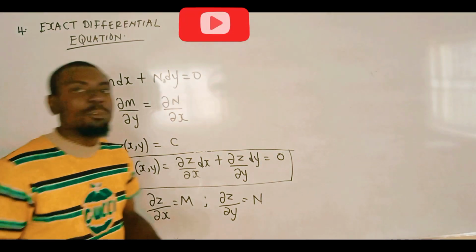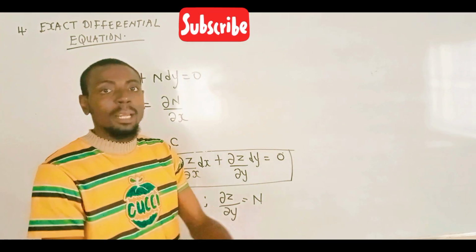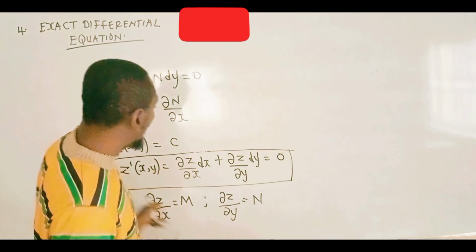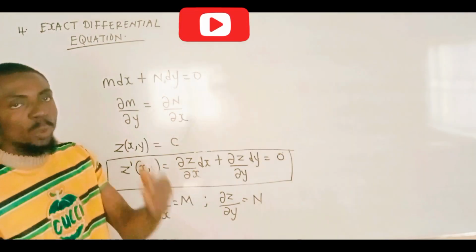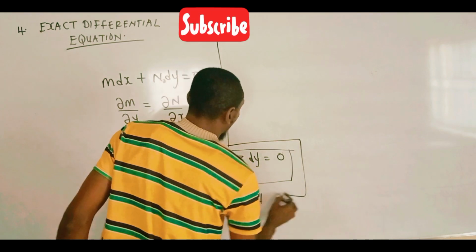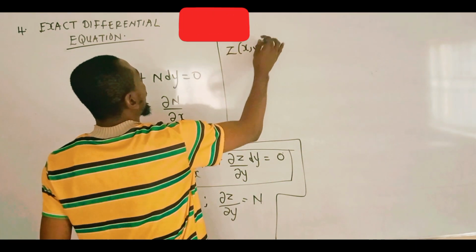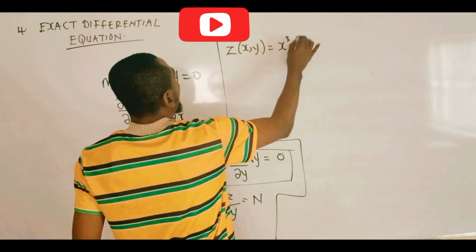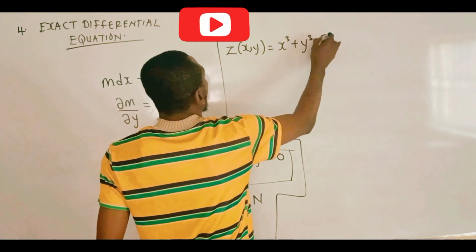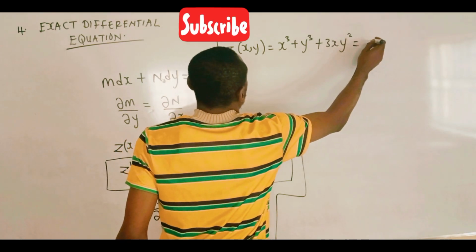Alright? Okay, I'm going to give us an implicit function. I will use a live example of an implicit function, not just a formula relation, for you to understand it very well. Okay, given z of x comma y equal to x cubed plus y cubed plus 3xy squared equal to 5.